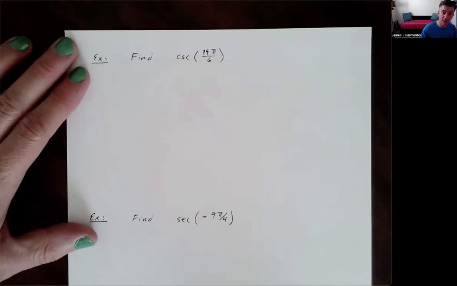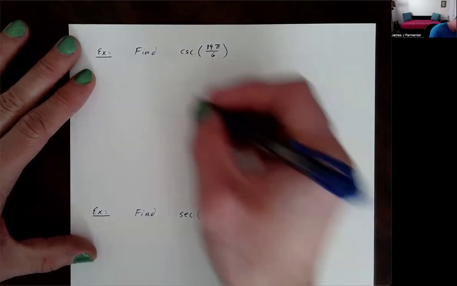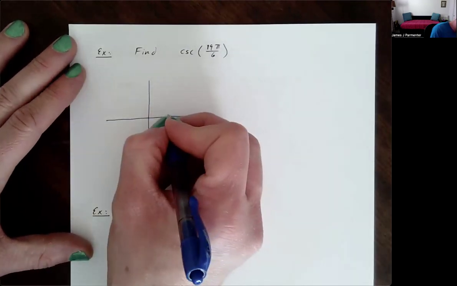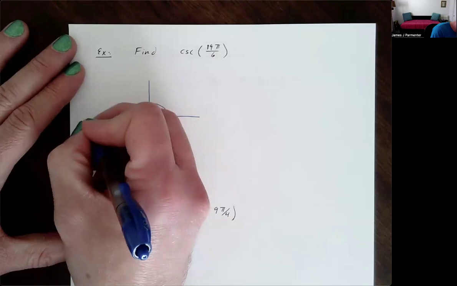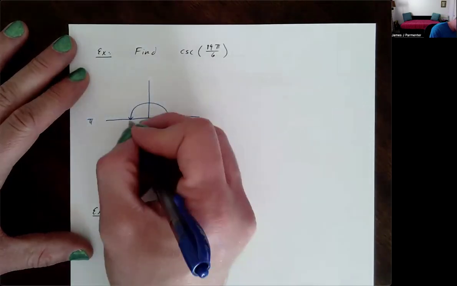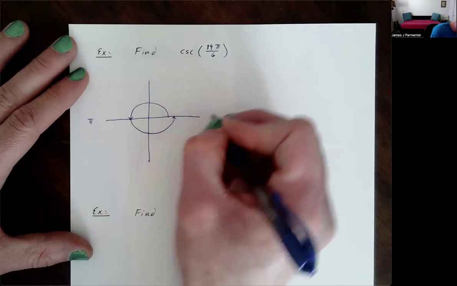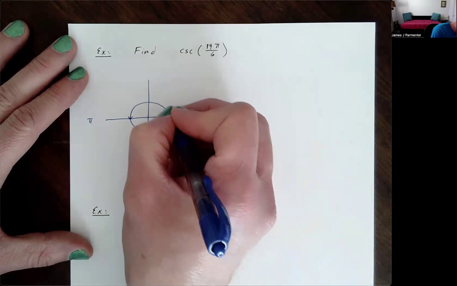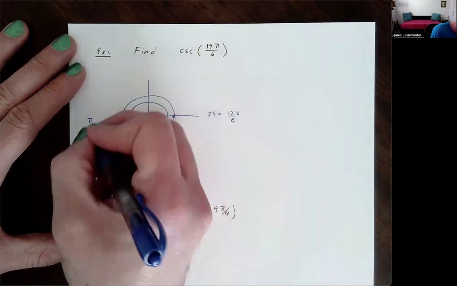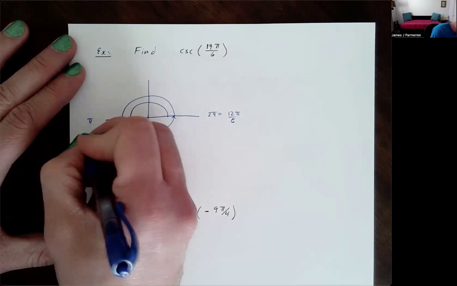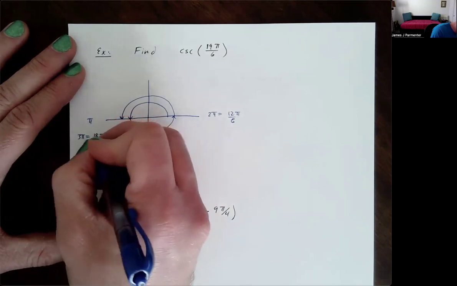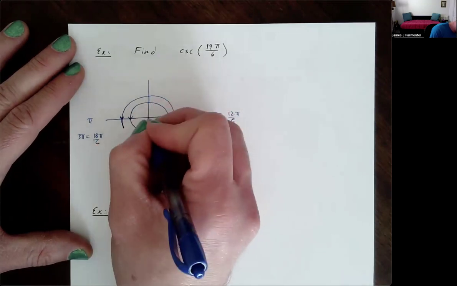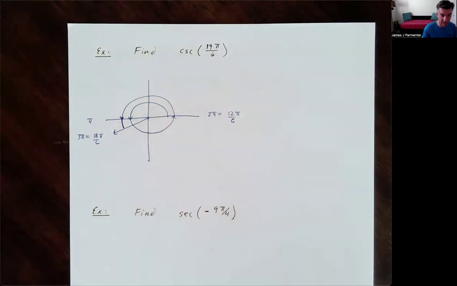So let's find cosecant of 19 pi over 6. Where is that going to land us? Here's pi, which is 6 pi over 6. 2 pi, which is 12 pi over 6. 3 pi, which is multiplied by 6 over 6, 18 pi over 6. So just one more pi over 6. So there's my angle, 19 pi over 6.